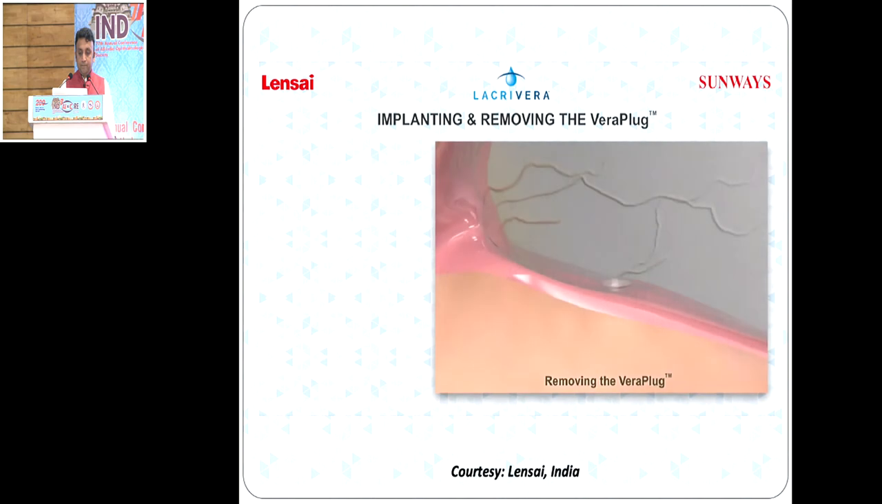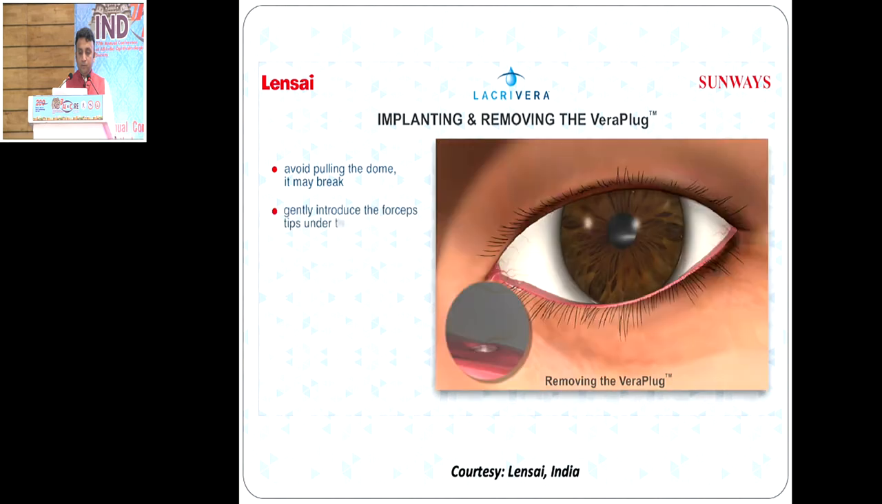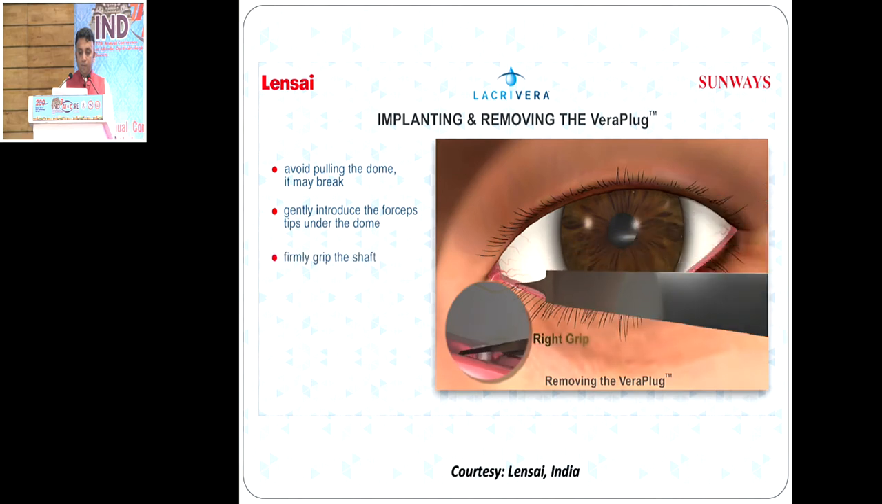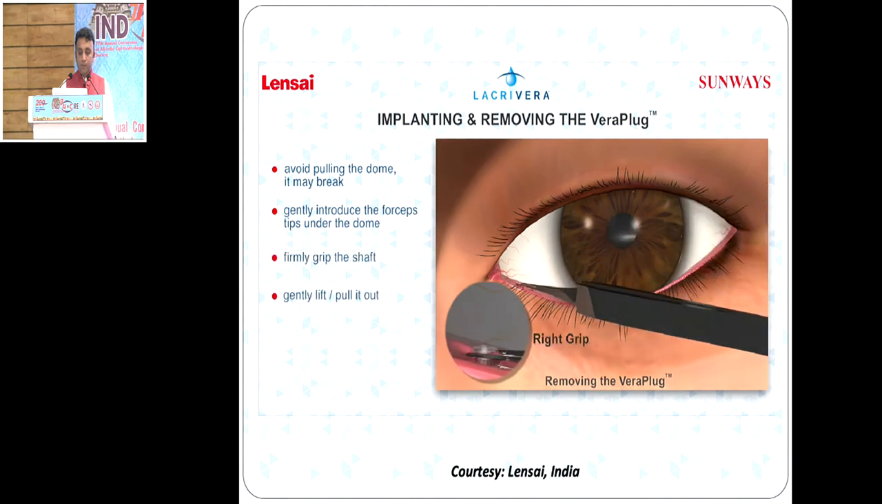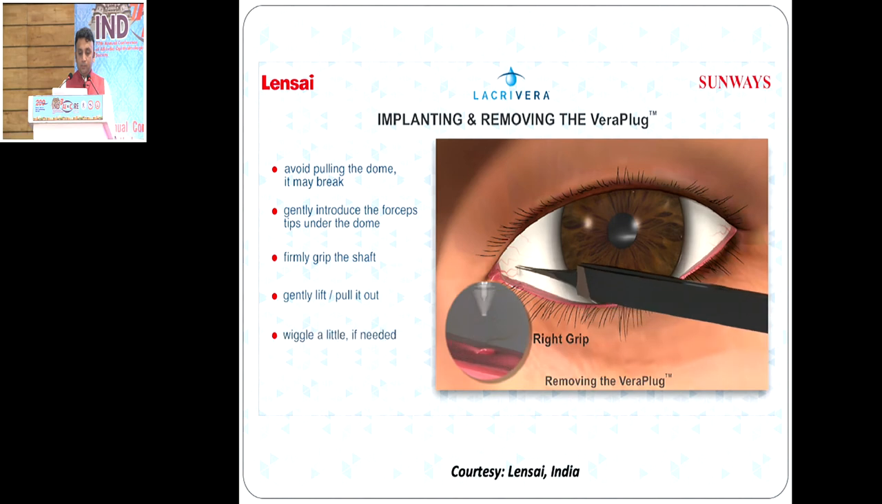When removing the Vera plug, it is absolutely essential to avoid pulling the dome of the plug. It may break the dome, making removal difficult. Always introduce the forceps under the dome and maintain a good grip of the shaft. Slowly pull the plug out. A little wiggling motion also helps.